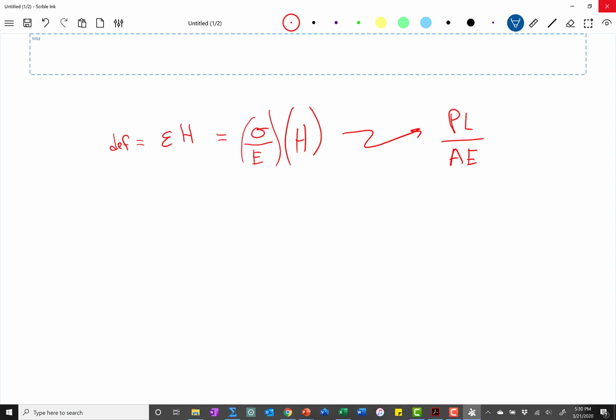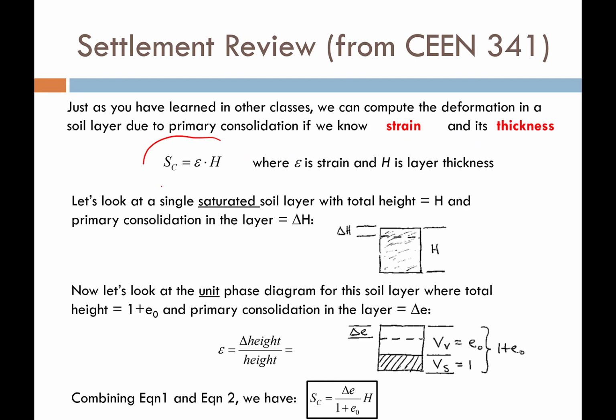That's deformation. Okay, now soil, we're going to follow the same rules. The settlement is like deformation of the soil, and that's going to be equal to the strain in the soil times the thickness of the soil layer. So let's look at a single saturated soil layer. The thickness of the layer, or the height of it, is equal to H. And the primary consolidation causes a change in the soil of delta H. That's in the volume of the voids, or the height of the voids.